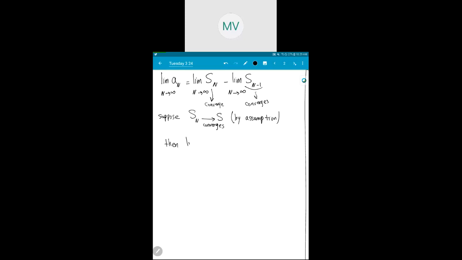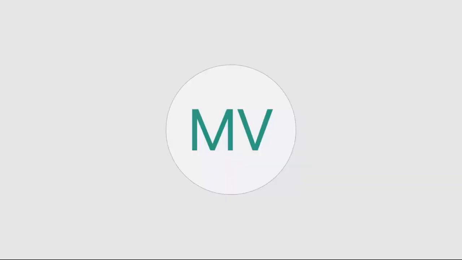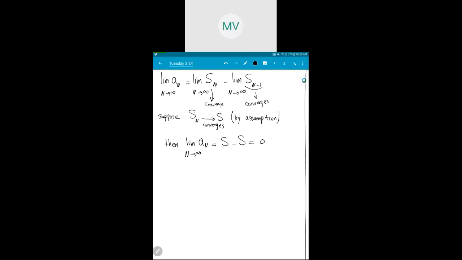Then the limit of a sub n as n approaches infinity is S minus S, which is 0. And that's what I want to show, right? I wanted to show that the limit of the nth term of the sequence is 0.